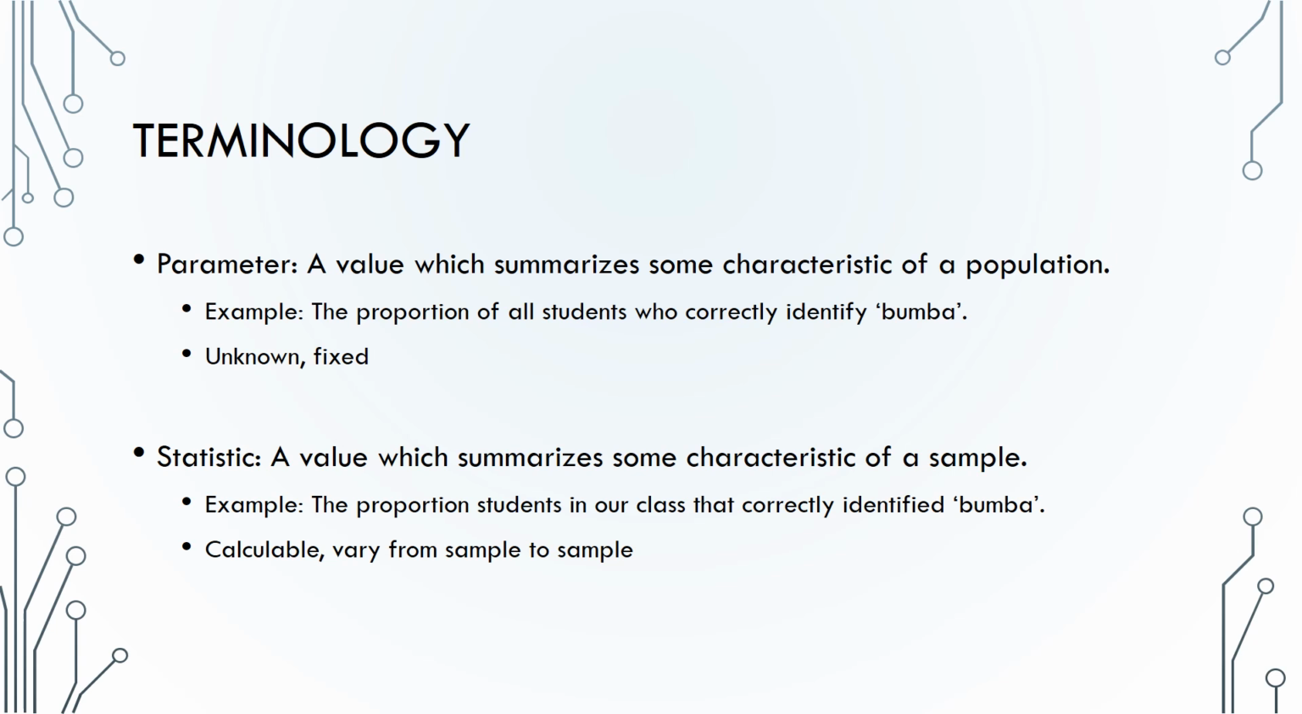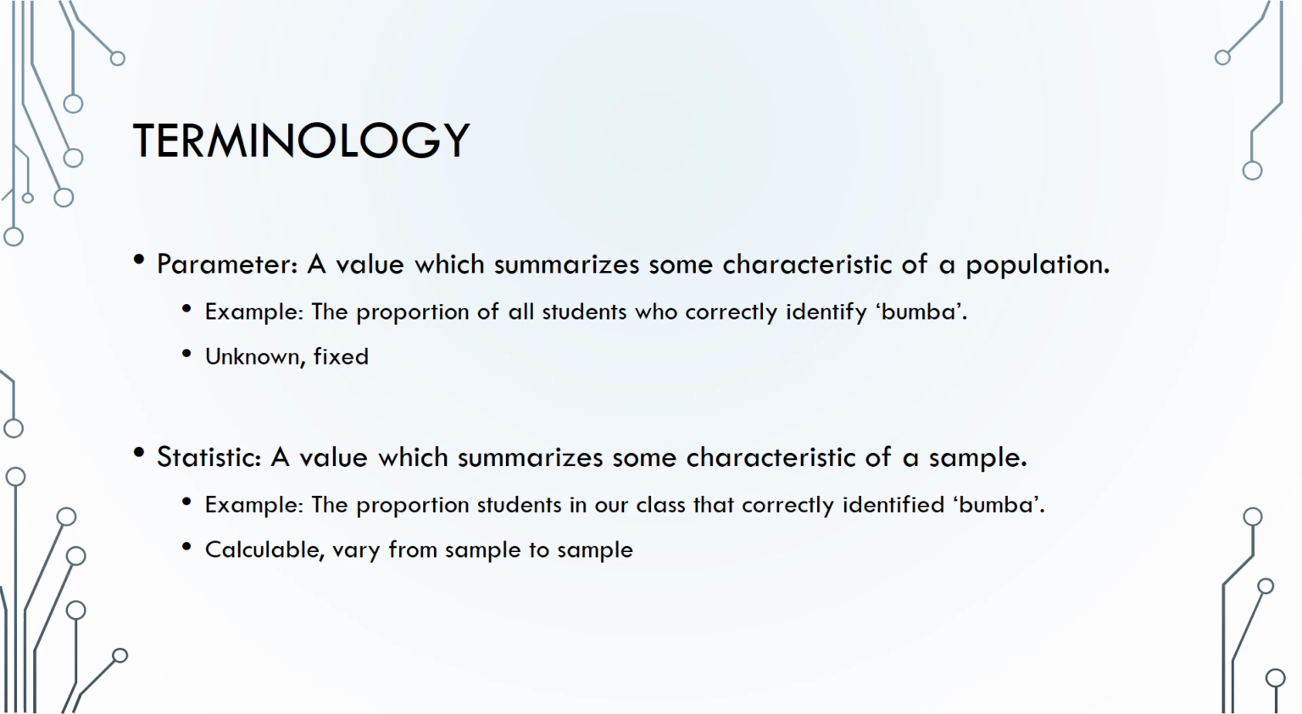We could also use the word population, in other words, the proportion of students in the population who correctly identify Bumba. Or we could use the words true or long run, which also indicate population values in statistics. In other words, we could say the true proportion of students who correctly identify Bumba, or the long run proportion of students who correctly identify Bumba, as our parameter for this study.